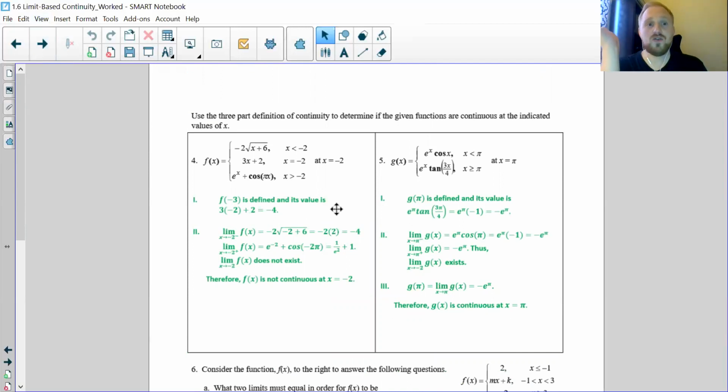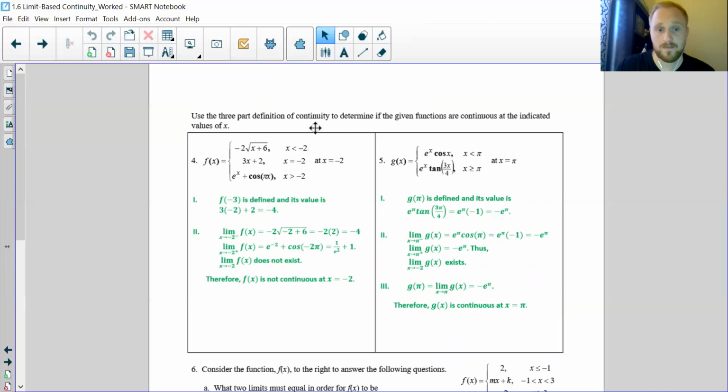Now the next thing is using the 3-part definition of continuity to determine if the given functions are continuous at an indicated value of x. So what we're showing is, is the function continuous at -2? That should be a -2, not a -3. So if I plug -2 into the middle one, because that's where it's equal to -2, 3 times -2 is -6 plus 2 is -4.